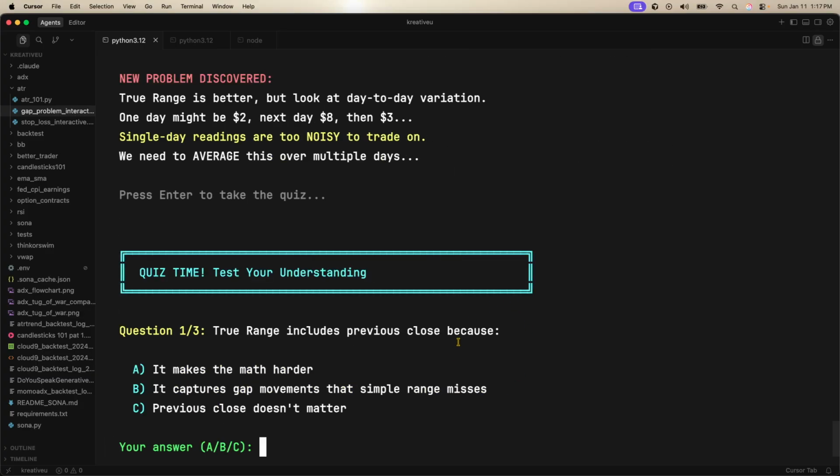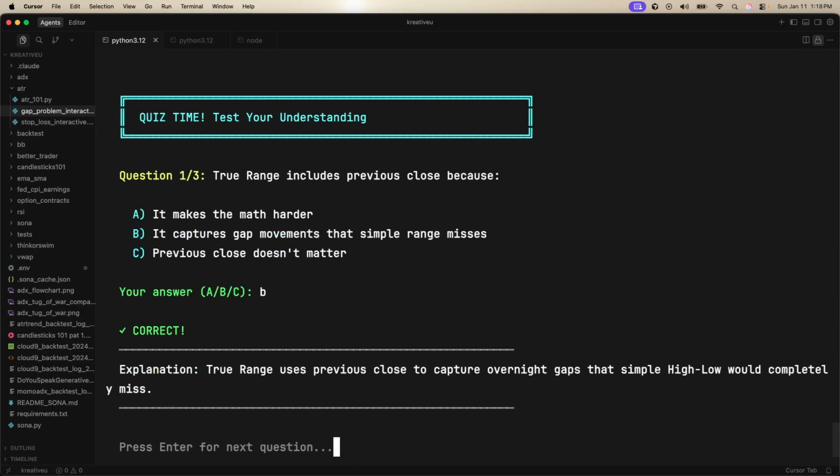So, does the true range include the previous close because it makes the math harder? No, that's funny. It captures the gap movements that the simple range misses. Or maybe the previous close doesn't matter? That's interesting. So just by a simple process of elimination, we're able to see that the true range uses the previous close to capture the overnight gaps that the simple high-low would completely miss. So that's what we're going into here.